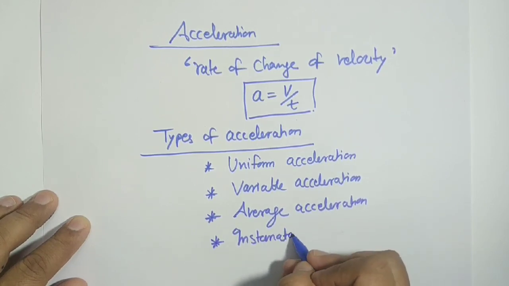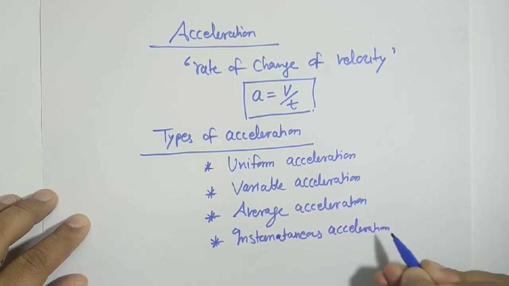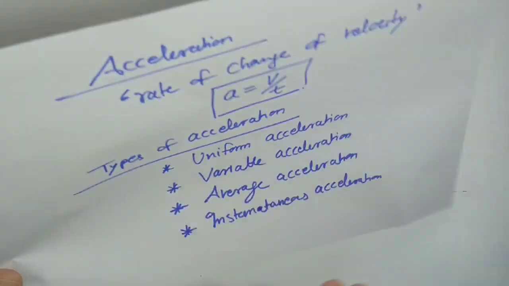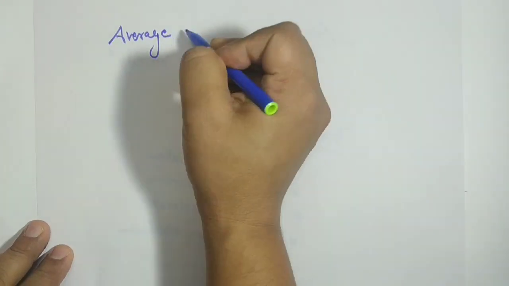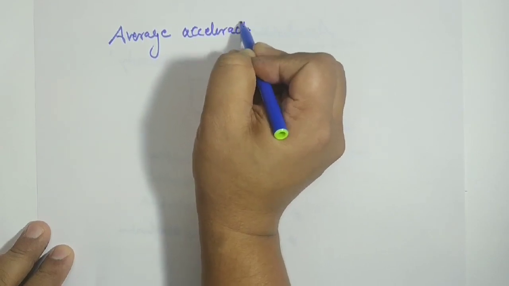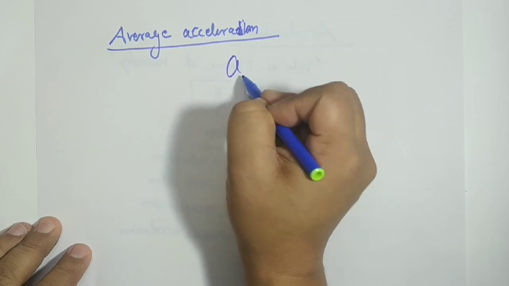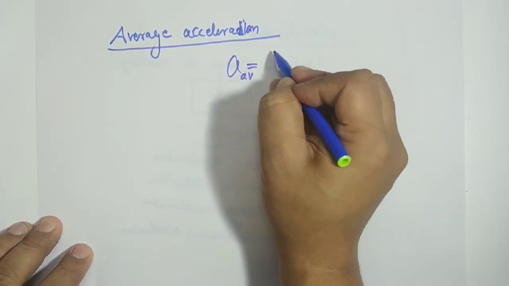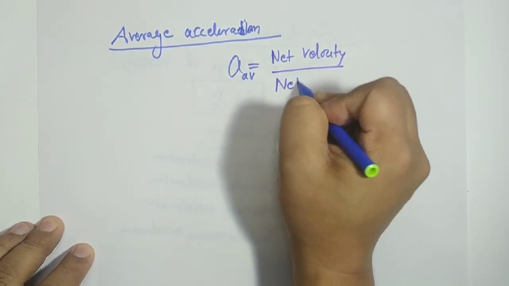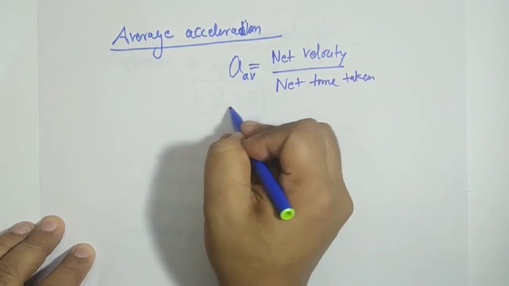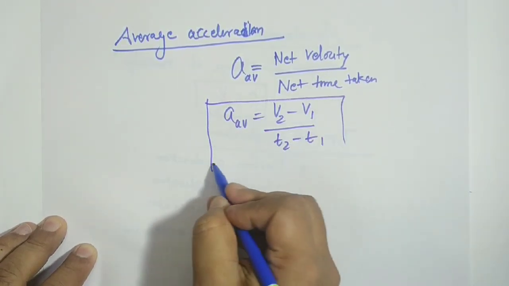Are you getting it? We have 4 types of acceleration. So same way we are going to define the types of acceleration. And I think all of you know when we talk about average acceleration, we know that average acceleration will be the net velocity upon net time. That means I am going to write net time taken. Even I can write it as v2 minus v1 upon t2 minus t1. This is an average acceleration.